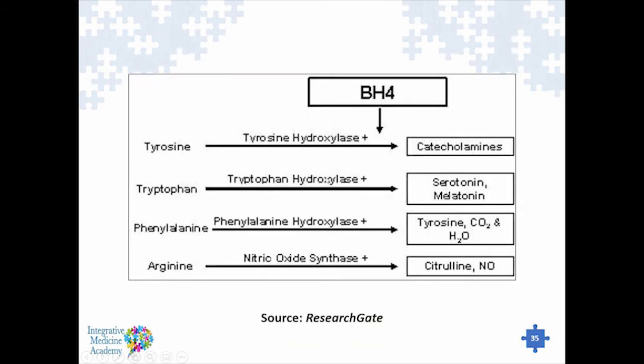In order for tyrosine to be converted to the catecholamines, we need to have good function of tyrosine hydroxylase plus the addition of BH4. In order to produce serotonin and eventual production of melatonin, we have to have tryptophan hydroxylase activity plus BH4. And then phenylalanine gets converted to tyrosine because of BH4 as well.